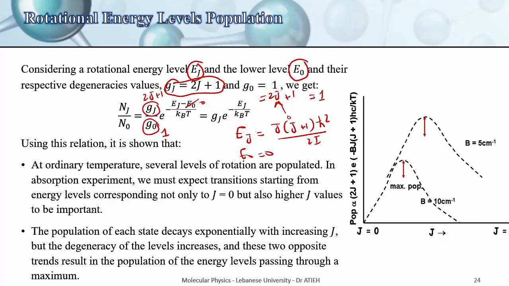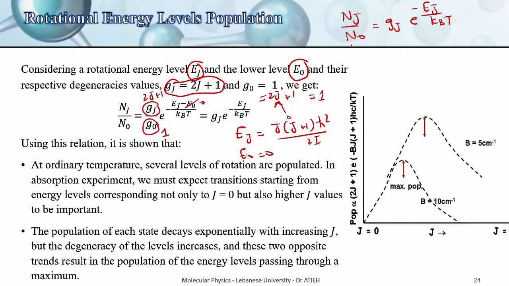Using this relation, it is shown that at ordinary temperature, several levels of rotation are populated. In an absorption experiment, we must expect transitions starting from energy levels corresponding not only to J equals 0, but also higher values to be important. Let me explain this in a different way. We see that the ratio of the number of particles occupying the level of energy Ej over the particles occupying the ground state level is equal to Gj exponential of minus Ej over kBT.